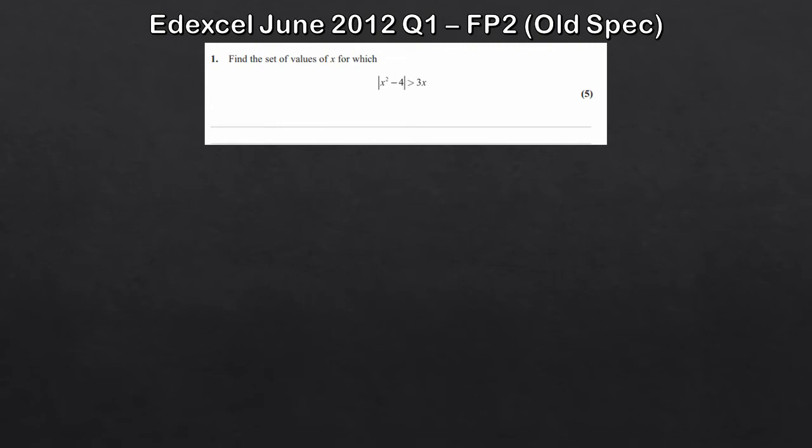Now we're taking a look at an inequality involving a modulus sign. So the best way to tackle these is to always sketch a graph. It gives you an idea of what you're looking at and what we're trying to find. So the first thing we'll do is we'll sketch our graph. And again, it's going to be a bit rough, but as long as you can tell what's going on, that's all that matters.